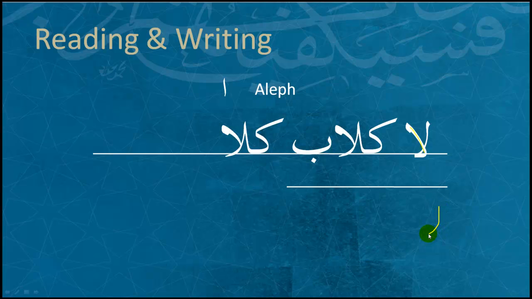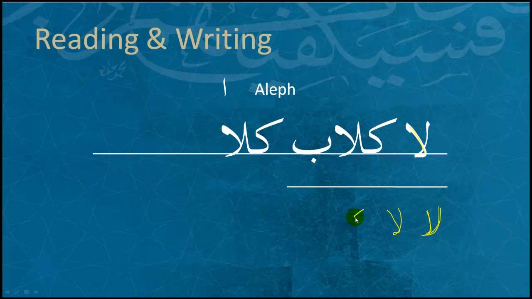I write the lam, and then I lift my pen, and then I go back to write the alif like so. That's how I write the combination lam alif. Now, other people do it differently. They might do it something like this, I don't know. But I feel most comfortable doing it like this, lifting my pen. Okay? So let's just practice with another word.